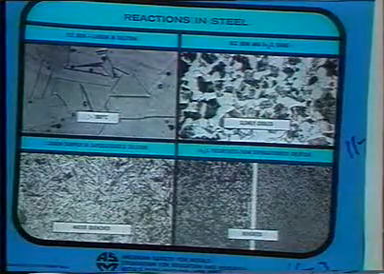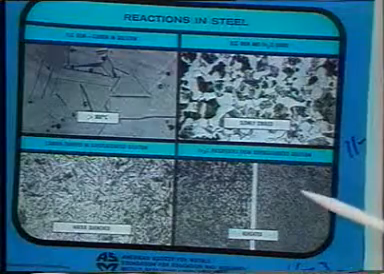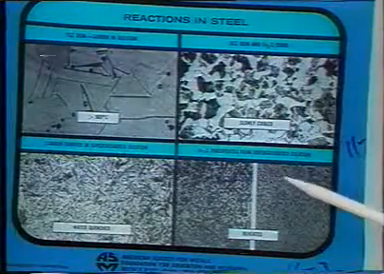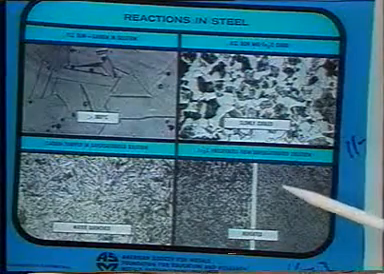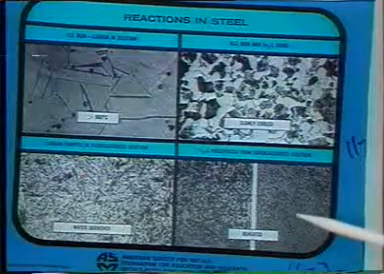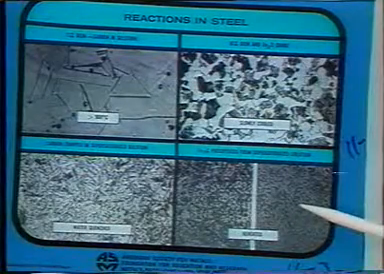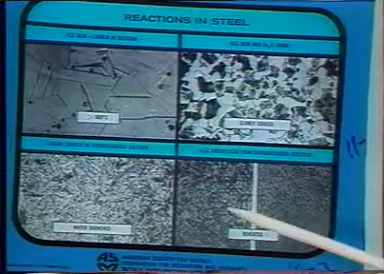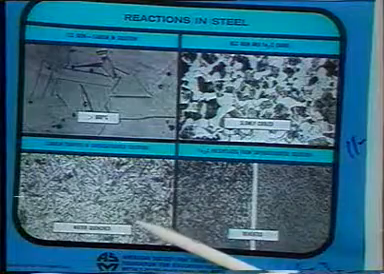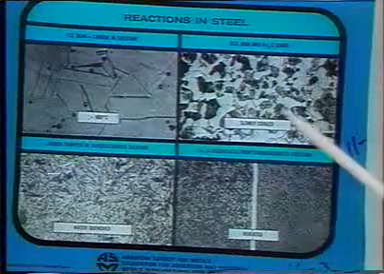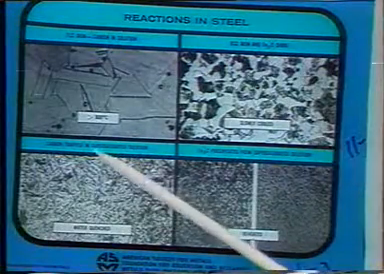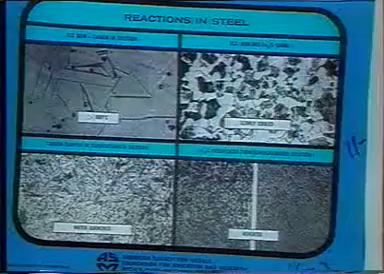Now this particular structure, if you examine it closely, you can see that the cementite is in little circles, or little spheroids. And so we would call this structure spheroidized cementite. And we'd call this one tempered martensite. We call this one martensite. We call this a pearlitic structure. And this is an austenitic structure. So what we really want to do now is to see what the property change would be.